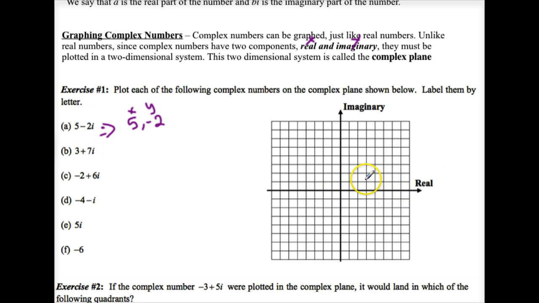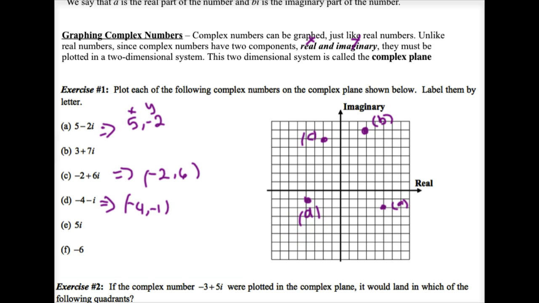If I was to graph this, I will go 1, 2, 3, 4, 5, 2 down, which will be right here. This will be A. B would be 3, then 7 up, right here. This is my B. C, remember, think of this as negative 2 comma 6 as you would graph a regular coordinate pair. Negative 2, positive 6 is 6 up, right here. D is negative 4 comma negative 1. Remember that invisible 1 there, which is very important. So D would be negative 4, negative 1, which will be this point right here.